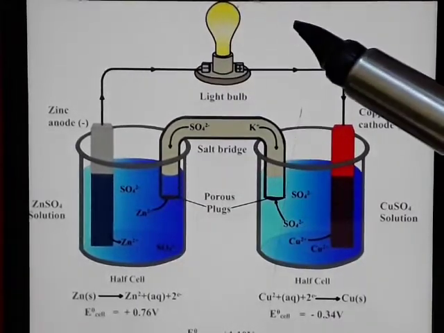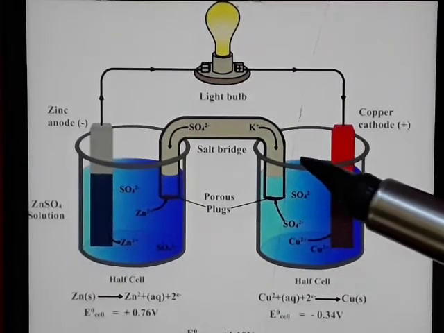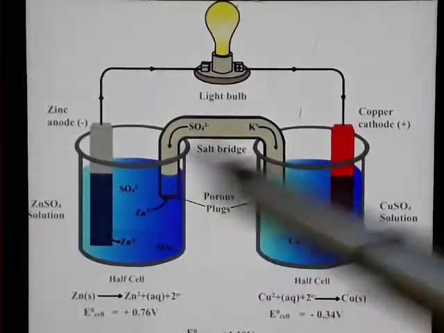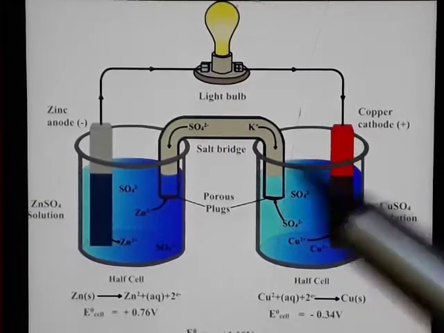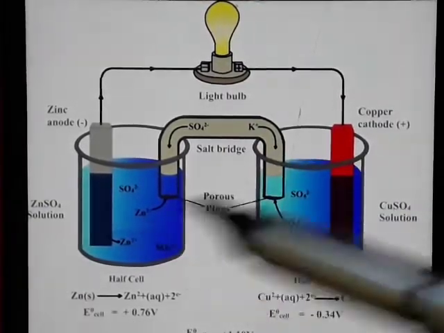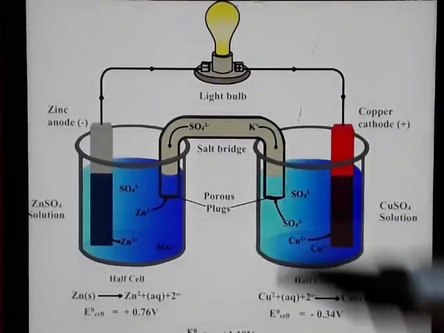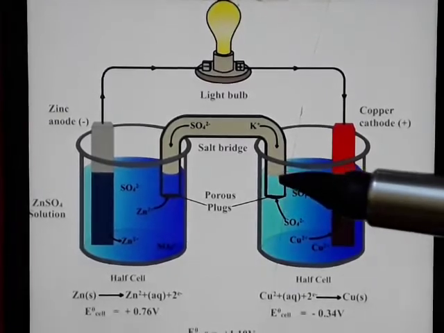Now why is the bulb glowing? Because electricity is passing through it. Now why is electricity flowing? Because there is a flow of electrons taking place. This flow of electrons will take place only when there exists a potential difference between the electrodes. Now let us try to understand cell potential and electrode potential.